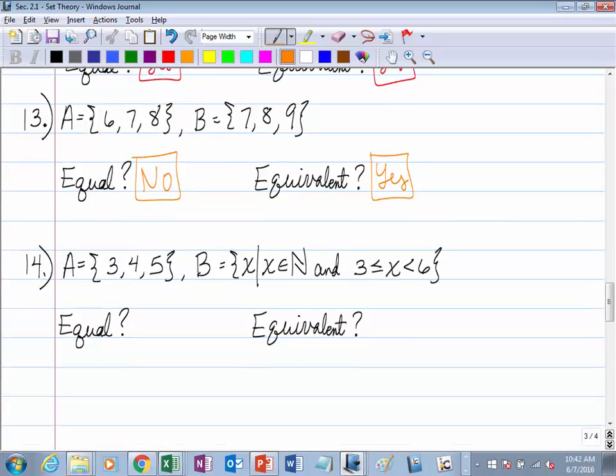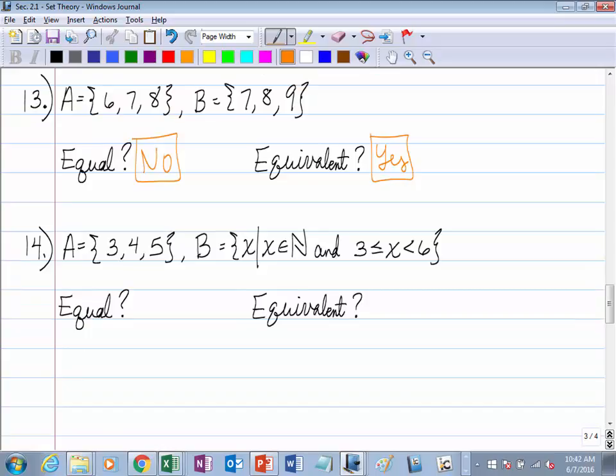And then number 14, A has 3, 4, and 5. B is all of the natural numbers that are greater than or equal to 3 but less than 6. So for B, that's going to include 3, 4, and 5. So in fact, they are equivalent because they both have 3 elements, and they're equal because those are the same exact 3 elements.